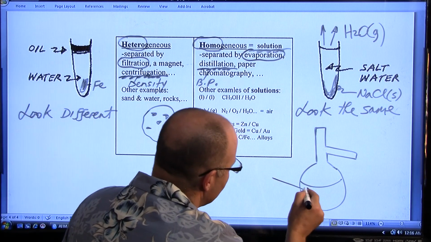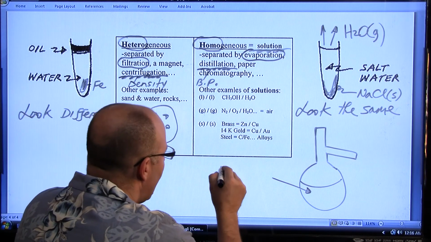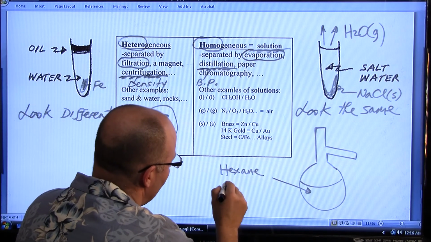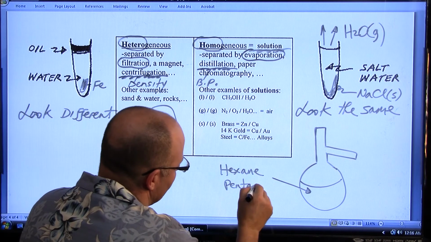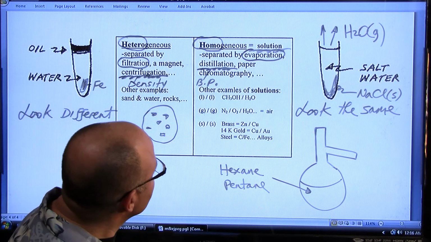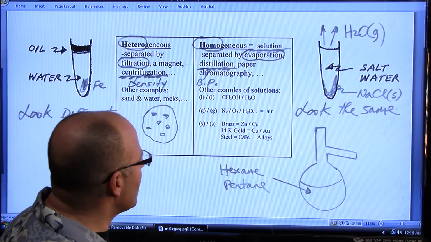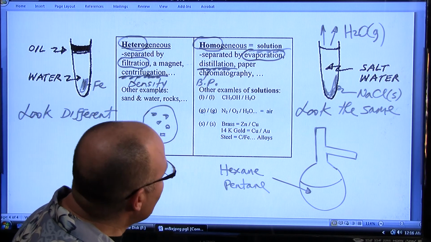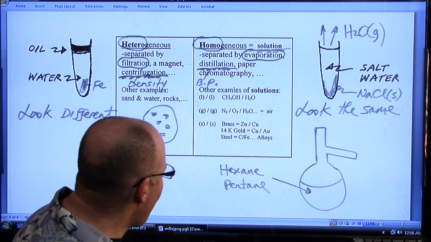For example, let's take hexane, which is an organic solvent, and pentane, another organic solvent. And these dissolve very well in each other. They're miscible. We'll come across these terms later on, especially the organic. If you're weak in your organic, I have an extended unit on organic.